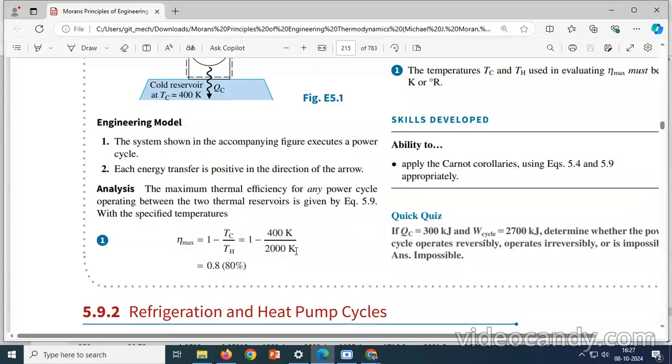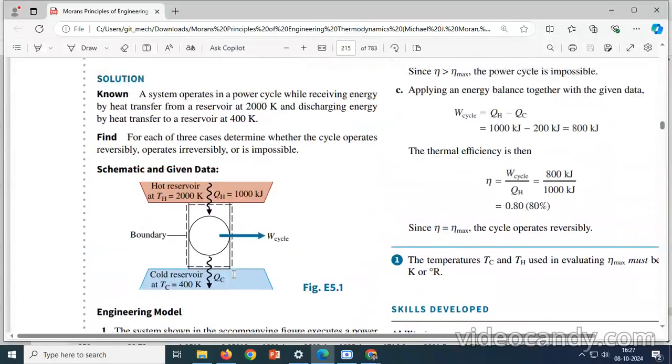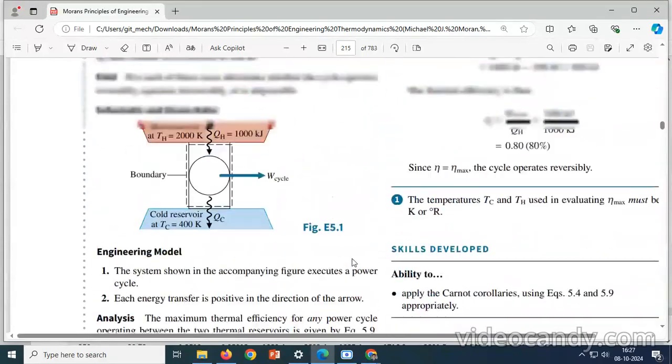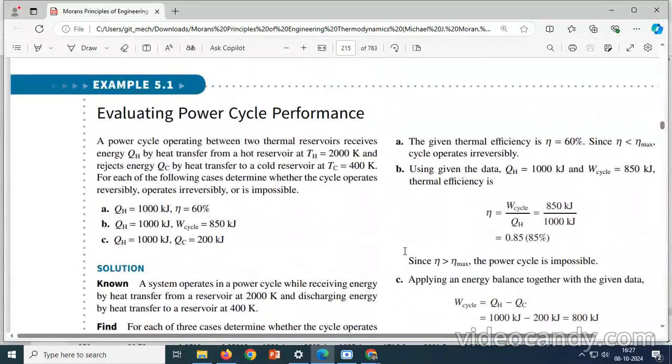Anytime you are taking ratios, no need to convert the temperature into Kelvin or degree centigrade, or any units, when you take the ratios. So they have taken the ratio here, 1 minus 400 by 2000, as it is. So efficiency is 80%. See the first case. The efficiency of the engine was 60%, but we are getting 80%. What is the answer you have to write? Efficiency of the given system is less than the maximum, so the cycle operates irreversibly.